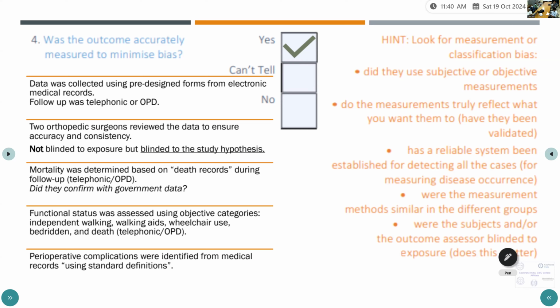They have classified it as walking independently, walking with aids, wheelchair use, bedridden, or death. So I think these are fairly distinct categories, and the outcome should have been measured in an unbiased way. Perioperative complications, again, they have said that they identified from medical records, but they have not given us the definitions that they used. There is no supplement, and it's not mentioned in the article as such.